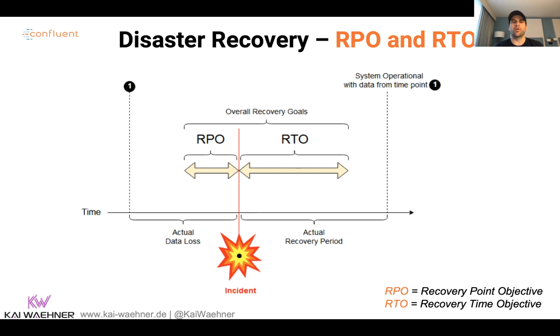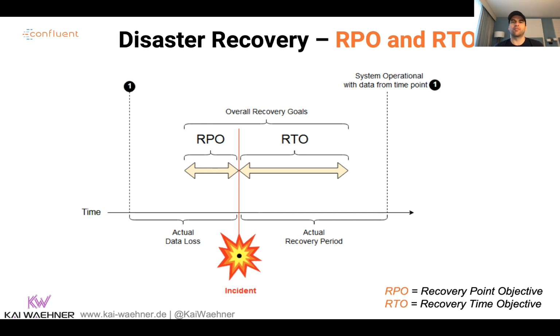RPO, the recovery point objective, on the other side looks at how much data can you lose. So this means when you have an outage, how much data back to the past will you lose? And when you get started, you have lost some data. Ideally, of course, you have zero downtime and zero data loss.